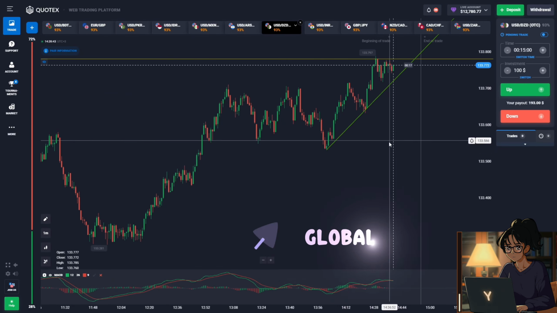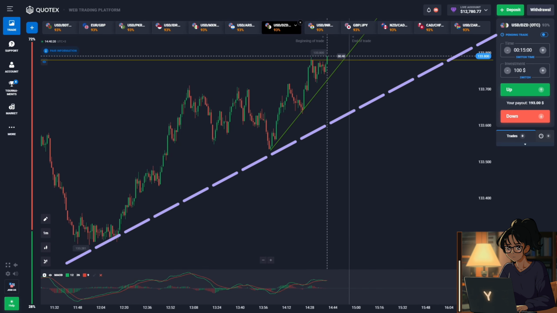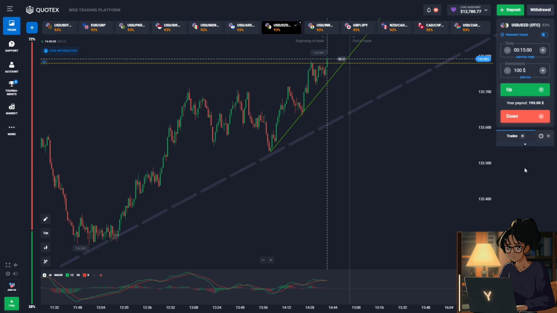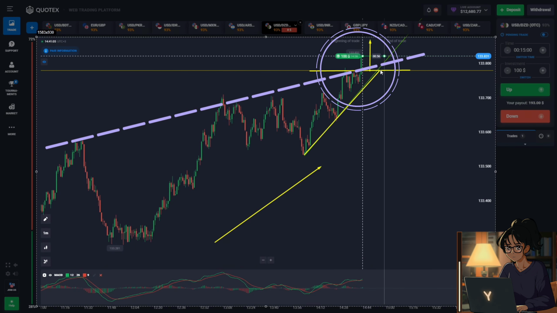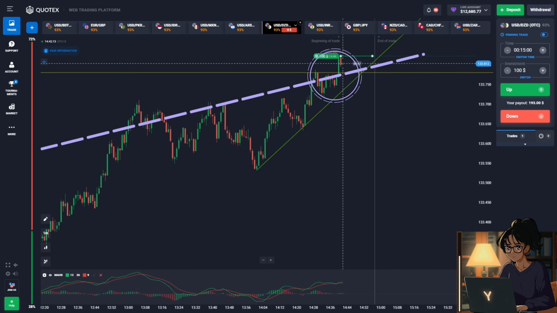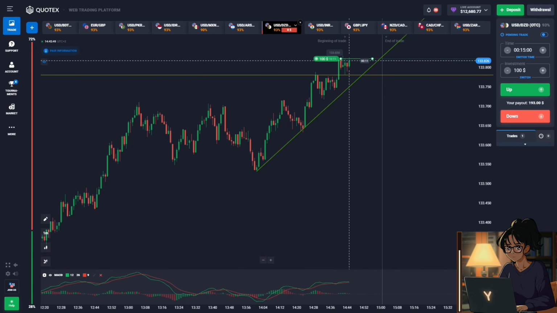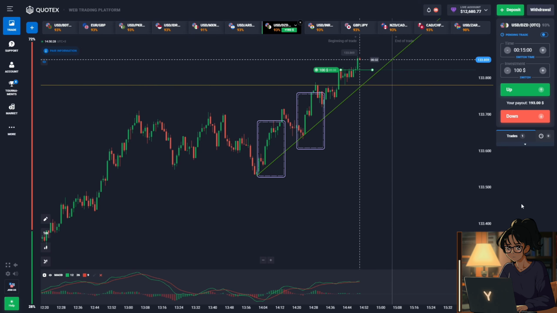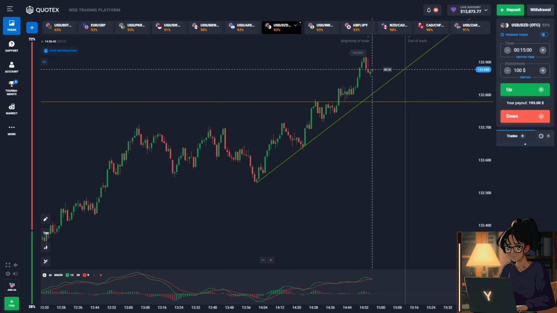Situation 2. Both trends move in the same direction. If your long-term trend line is smooth and the short-term line is steep, wait for the short-term line to break. Enter when you see a strong candle breaking the short-term line. Usually, price moves about half the distance of the previous sharp movement after a breakout.